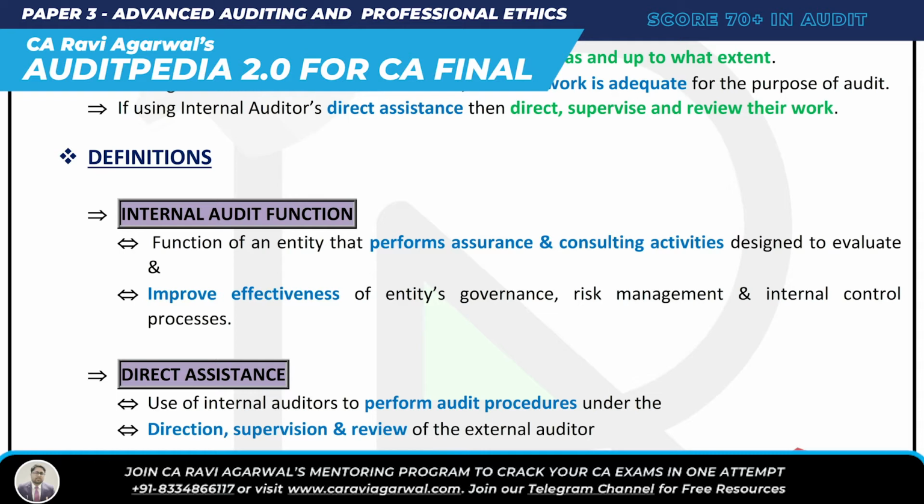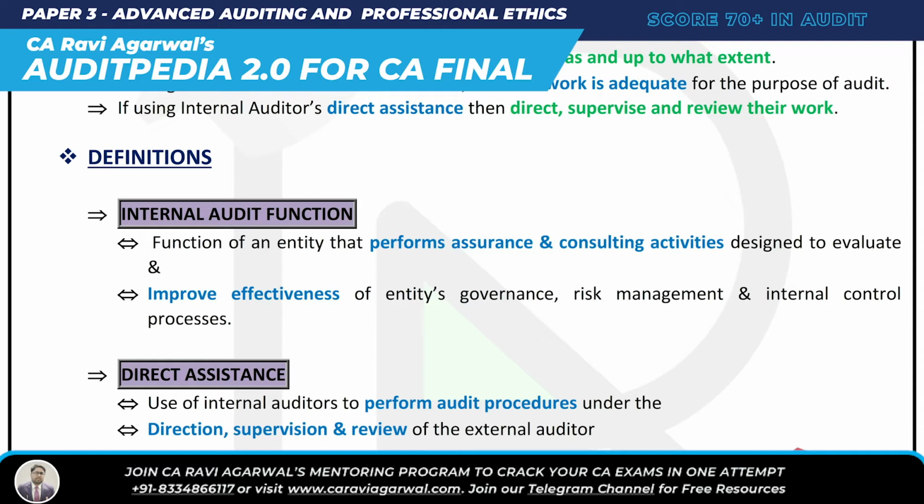See what happened here: using the work of internal auditor. What is the internal audit function? It's a function of an entity that performs two things: assurance and consulting activity. It is designed to evaluate and improve the effectiveness of GRC. What is GRC? G is governance, R is risk management, C is internal control. So it's just a function of the entity where you do assurance and consulting activities, so that I can evaluate and improve the effectiveness of the entity's governance, the entity's risk management, and the entity's internal control. It's so simple. I just perform assurance and consulting activity so that I can evaluate and improve the effectiveness of the entity's GRC.